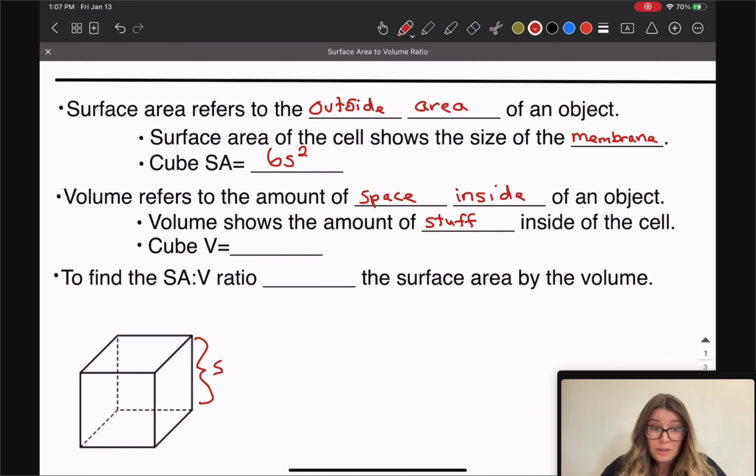And because in a cube, length, width, height, they're all the same, how we find out the volume of the cube is we take the side and we cube it. One last step to calculating surface area to volume ratio is to take our surface area that we just calculated and we divide it by the volume.